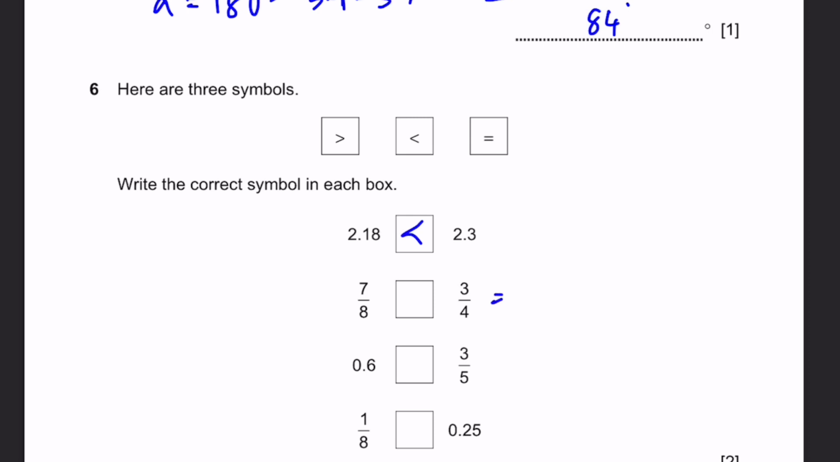3/4 can be written as 6/8, which is less than 7/8, so 7/8 is greater. 0.6 is dash 3/5. 0.6 is the decimal version of 3/5, so it's equal.